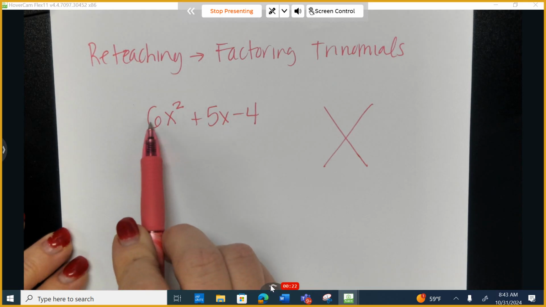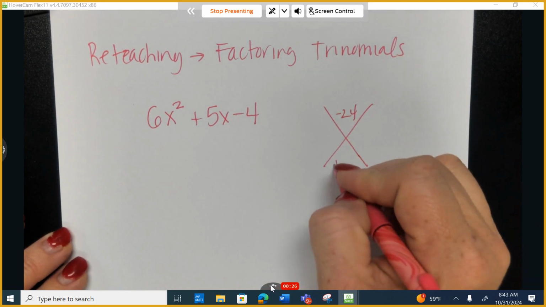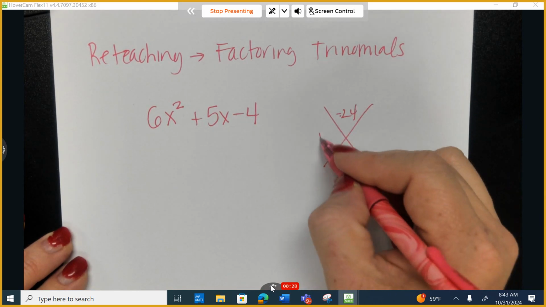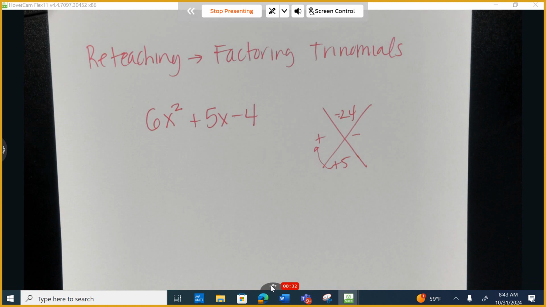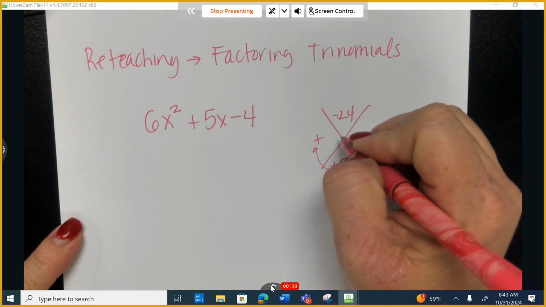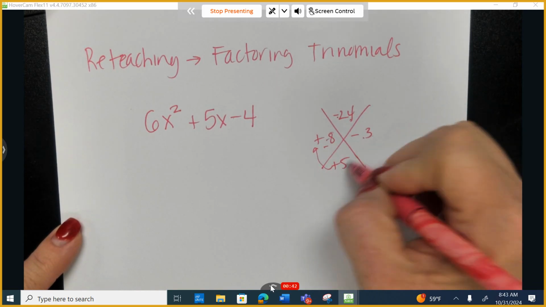All right, the first thing I'm going to do is take a times c. A times c is negative 24, and my b is positive 5. This tells me they're going to be different signs, and this tells me the larger of the two numbers will be positive. So I'm searching for a combination of two numbers that multiply to give me negative 24 and combine to give me a positive 5. I believe that could be 8 and 3. Let's check. They do multiply and they combine.